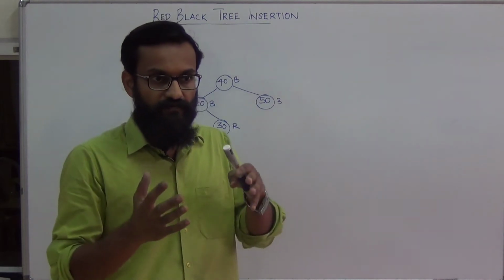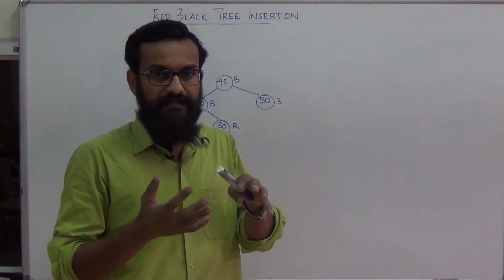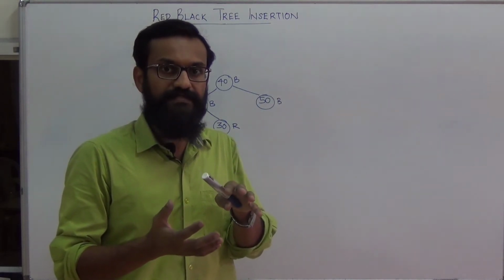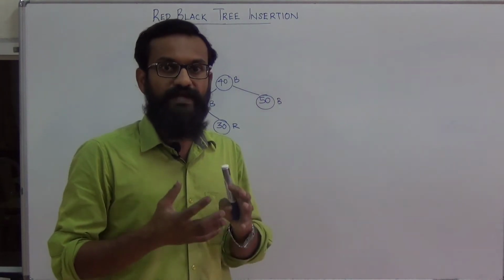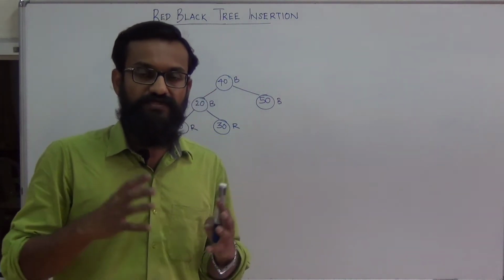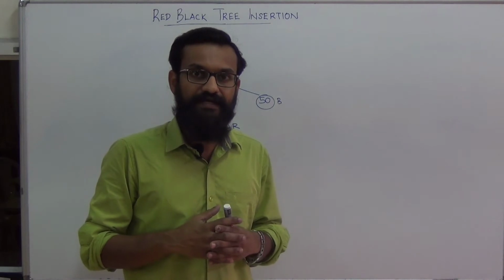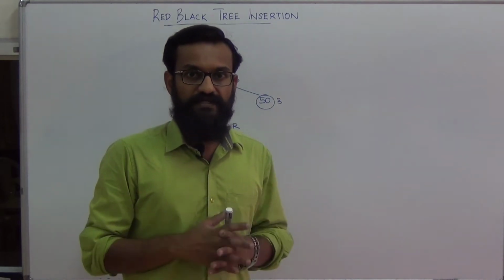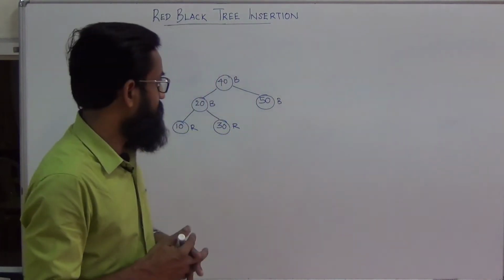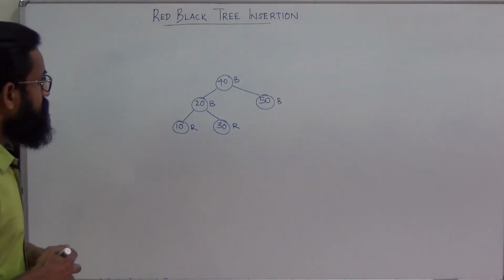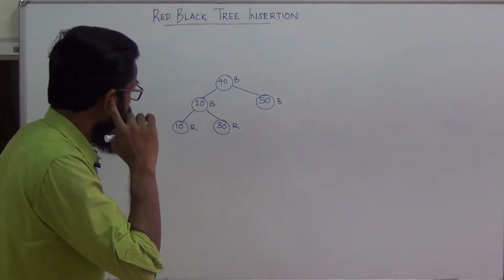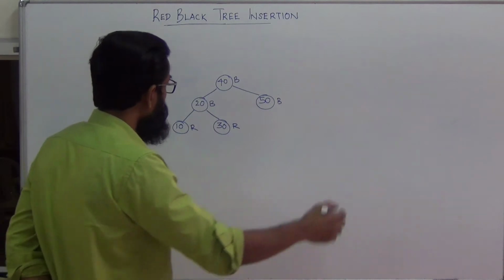So in order to balance, or in order to make the tree satisfy the red-black properties, you have to perform some operations. You can call that sequence of operations the red-black insert fix-up procedure. So let us consider insertion of a node, let it be 35.